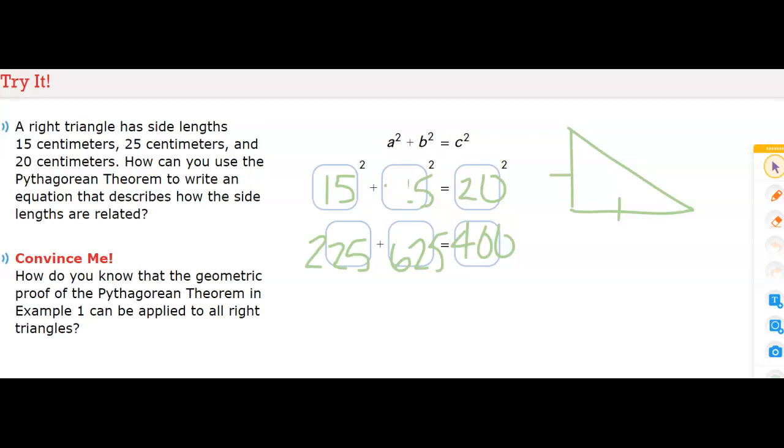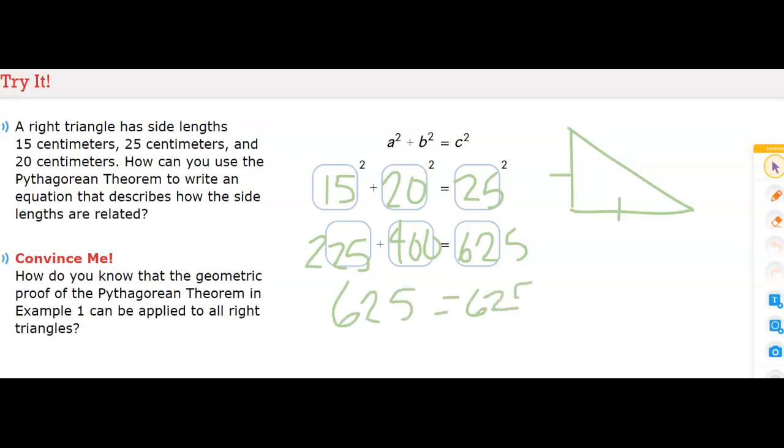So instead of using 25 here and 20 there, I'm going to switch those two and see if that changes. So I'm going to put 20 and then 25 here. So 20 squared was 400 and 25 squared was 625. So now if I do 225 plus 400, that does give me 625, which is equal to 625. So that is the correct order in which to put the numbers and proves that this theorem is true.